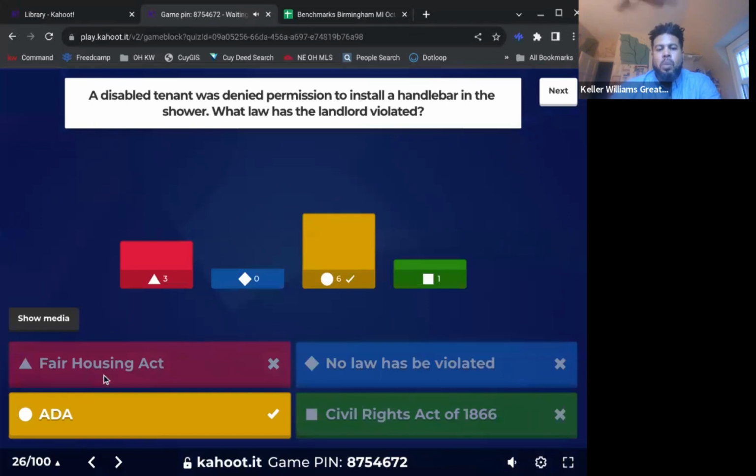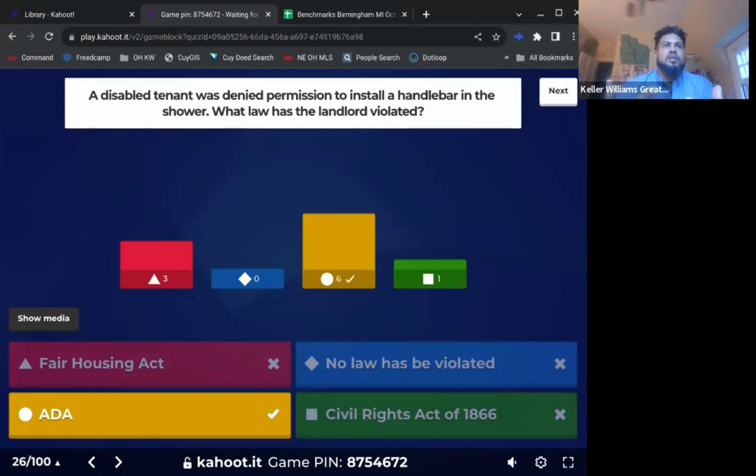Yep, ADA. So some people said fair housing, some people said Civil Rights Act 1866. That one wouldn't apply. That's strictly race in 1866. Fair housing is going to pertain to buying the property and the sale of the property, not actually doing something to the property. So when you talk about fair housing, you're talking about the actual buying and selling of property.